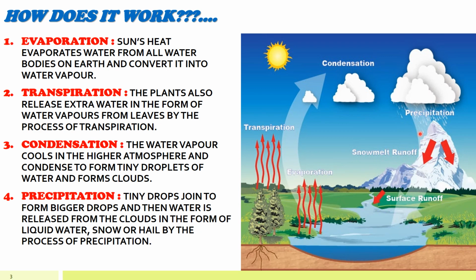Okay, they can be seen nowadays. The temperature, the climate is very, very changing. So precipitation is the process of release of water from the clouds in the form of liquid water, snow or hail.